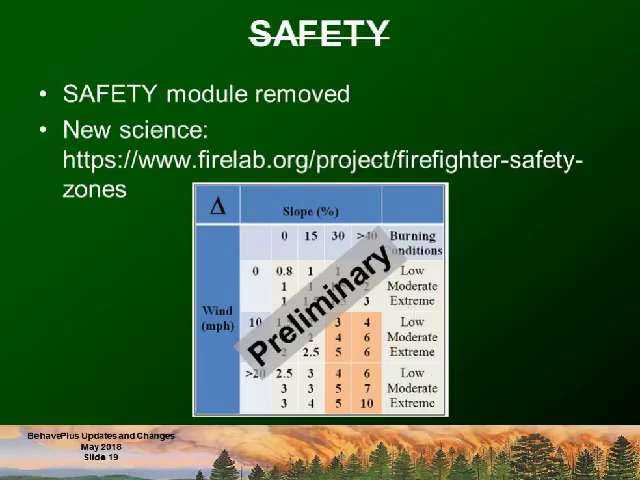The next thing I did was I removed the safety module. If you've been keeping up with the science at all, Brett Butler's group has really been working on updating safety zone size so that it includes convective as well as radiative heat and looks at both slope and wind. And below, on the bottom of the chart, is just an example of the table. That's one I pulled from the website, and I'm not sure exactly what the latest is, so I simply said this was preliminary. Certainly something to follow on, but their science is way better than the one that was in Behave, so I removed it.